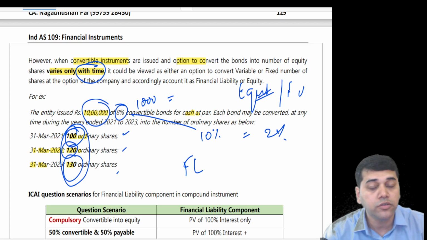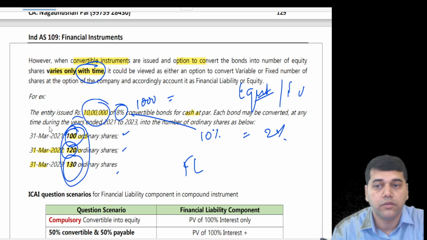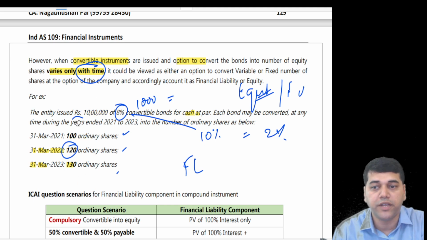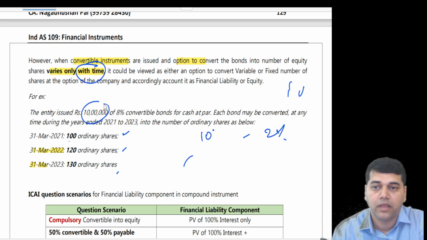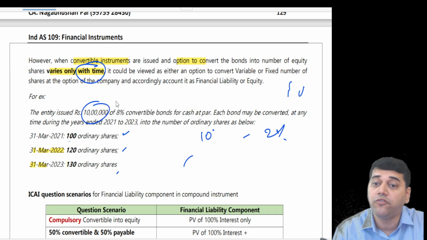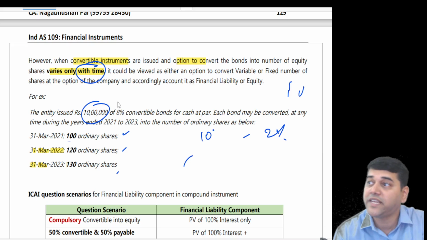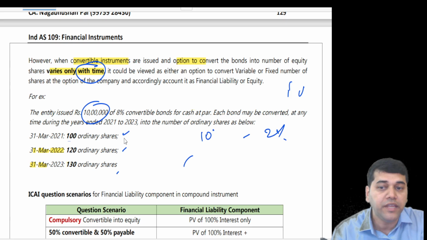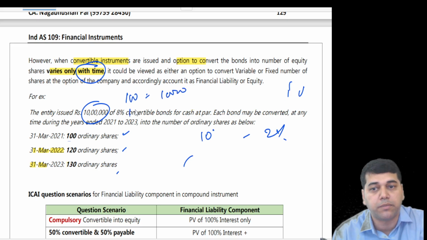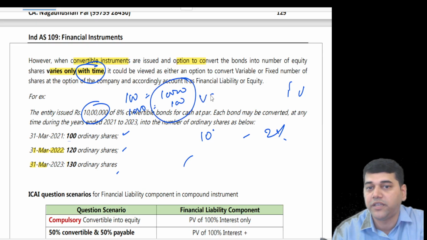Yes. What is your doubt? Now, see, my point is when it is variable, like today you have paid me 10 lakhs. And if I say 10 lakh worth of shares I am going to give you, depending upon market price, then every year the market price, say if the market price is 100 rupees, you end up issuing 10,000. If market price is 10,000 rupees, you issue only 100 shares. So there is a variability here.